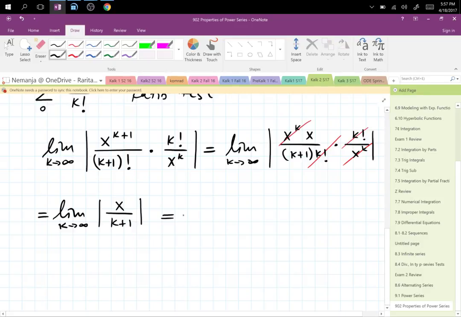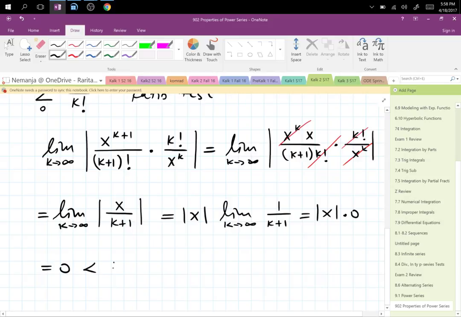So I'm going to kick that x outside with absolute values attached to it, because I don't need absolute values for the remaining stuff, because k is always a positive value, so absolute values don't actually do anything there. We start k at 0 and then 1, 2, 3, 4. So I'm left with limit of k goes to infinity 1 over k plus 1, which is absolute value of x times 0, and that is equal to 0.